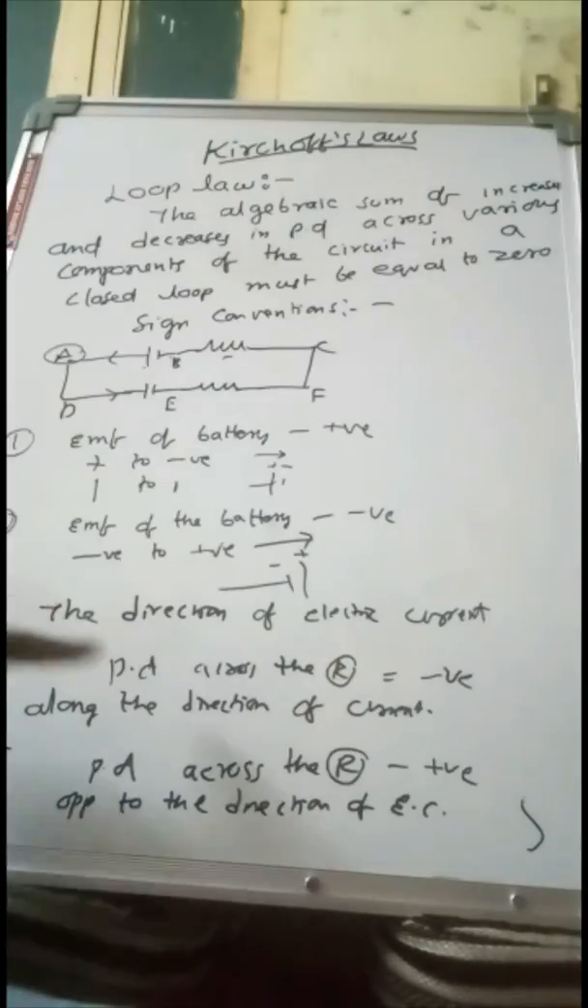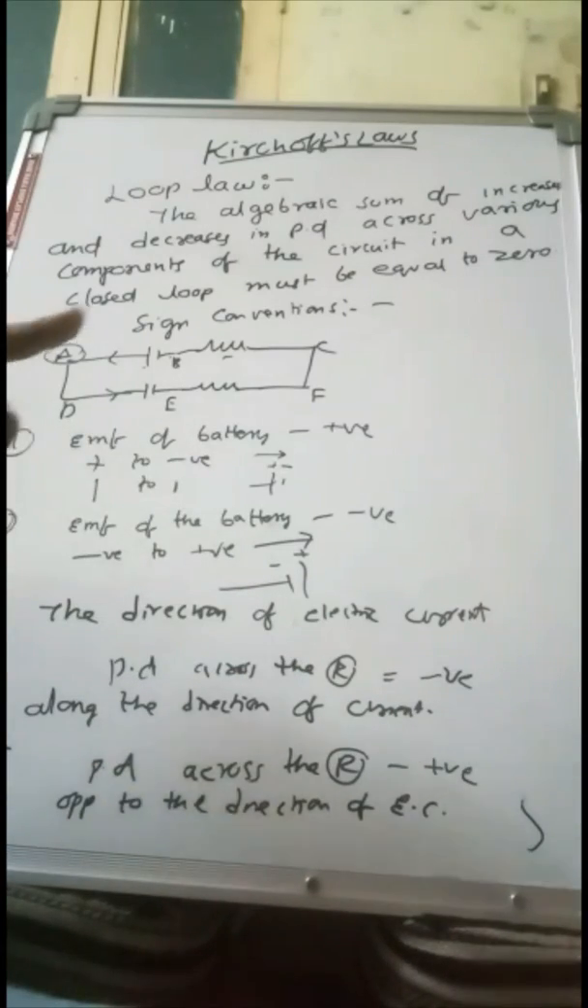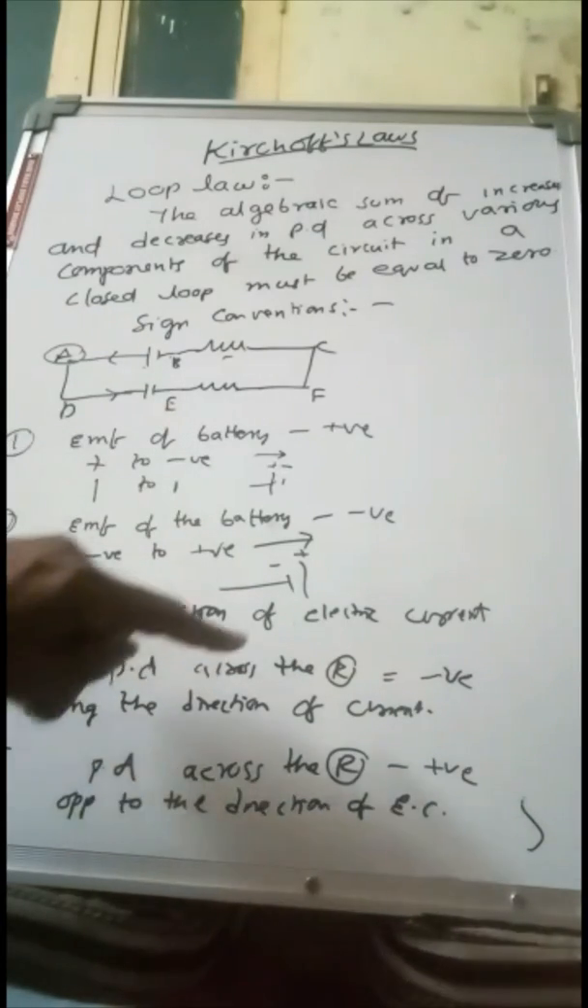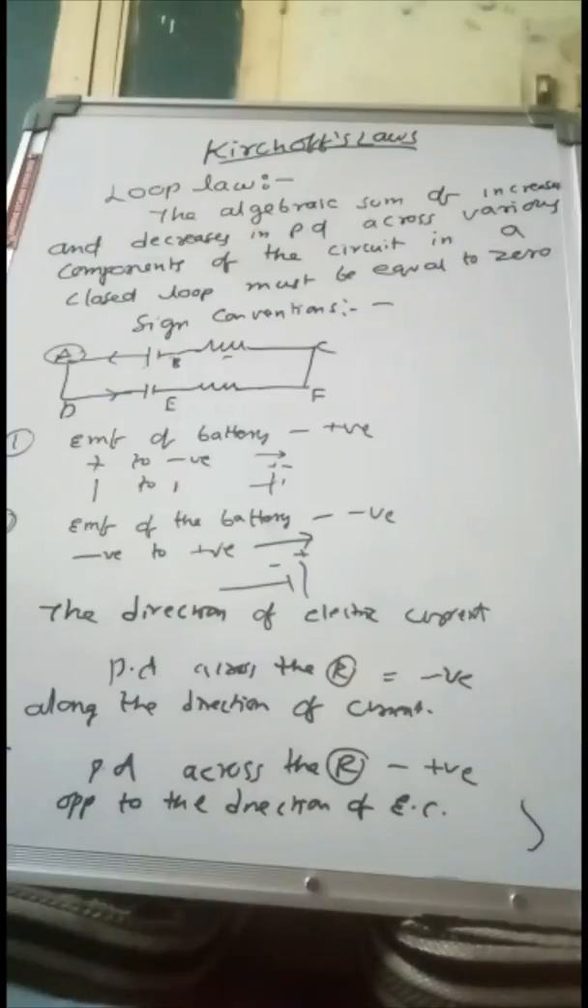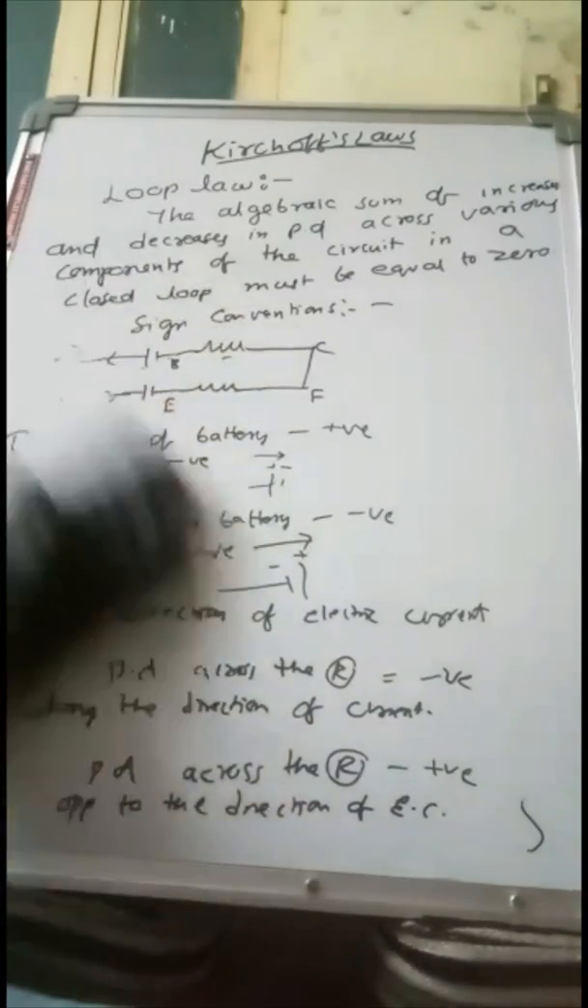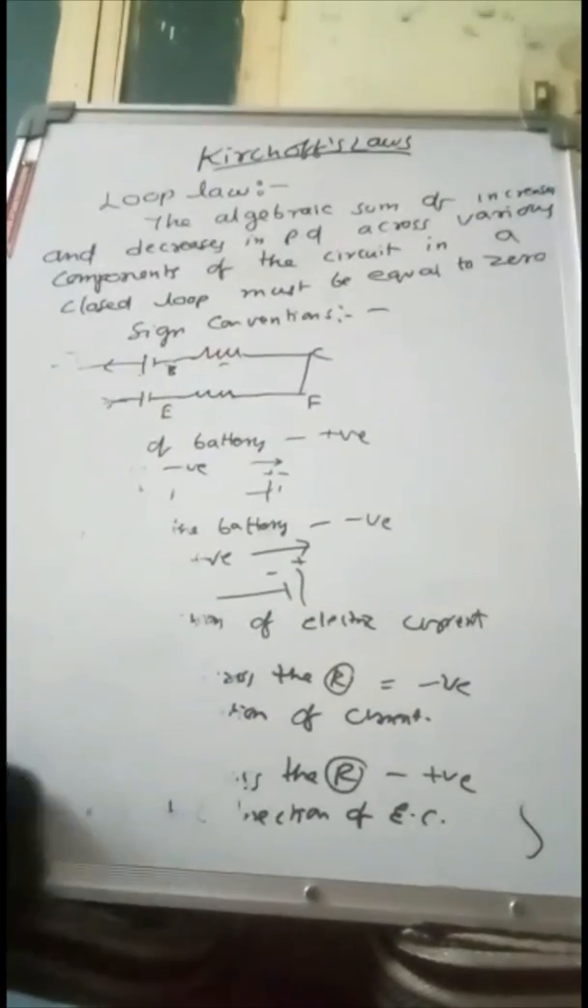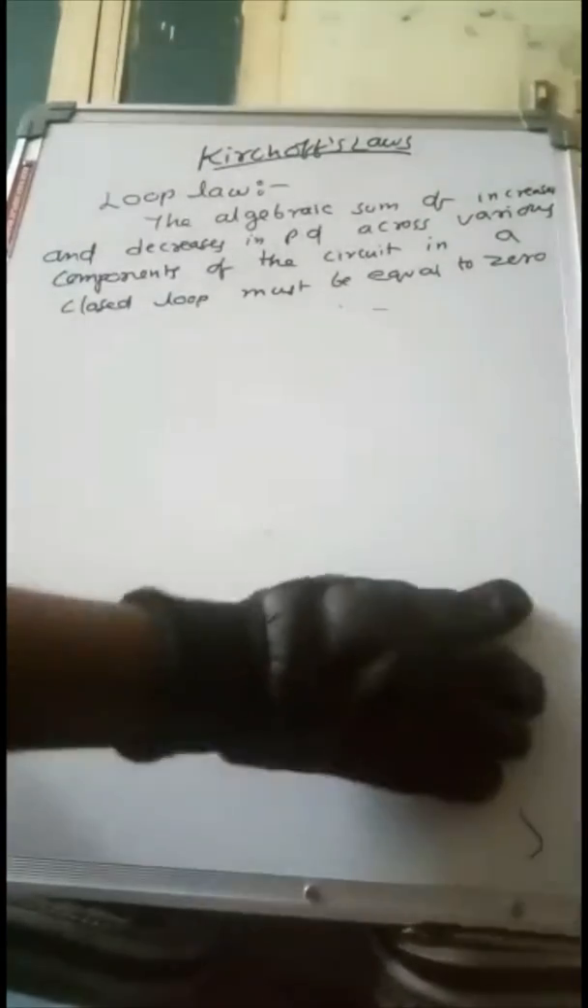Fourth, the potential difference across the resistor is taken as negative if we move along the direction of current. That means if the loop direction is like this and the current direction is also the same, then we take it as negative. And if it is opposite, we take it as positive. So these are the rules to be followed to solve problems on the loop law. Okay, I hope you understand.